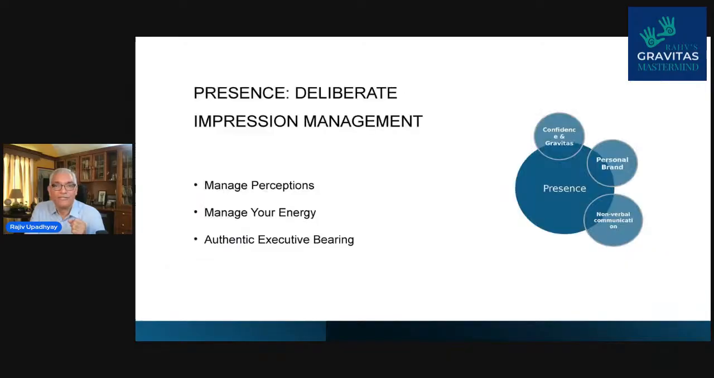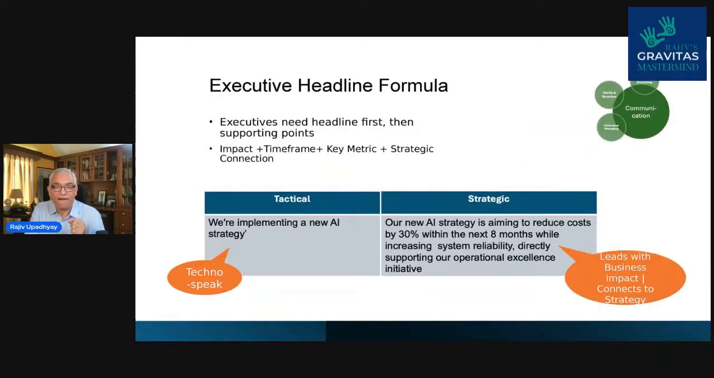Okay, all right. So this is an example of an executive headline formula. This is one thing that you can take away from this session as a framework that you can start to use in your communication. Anytime you have to communicate something to a business executive, remember impact, time frame, key metrics, and strategic connection. What are these four things? What is the impact on the business? What are the timelines we are looking at? Key metric and strategic connection.